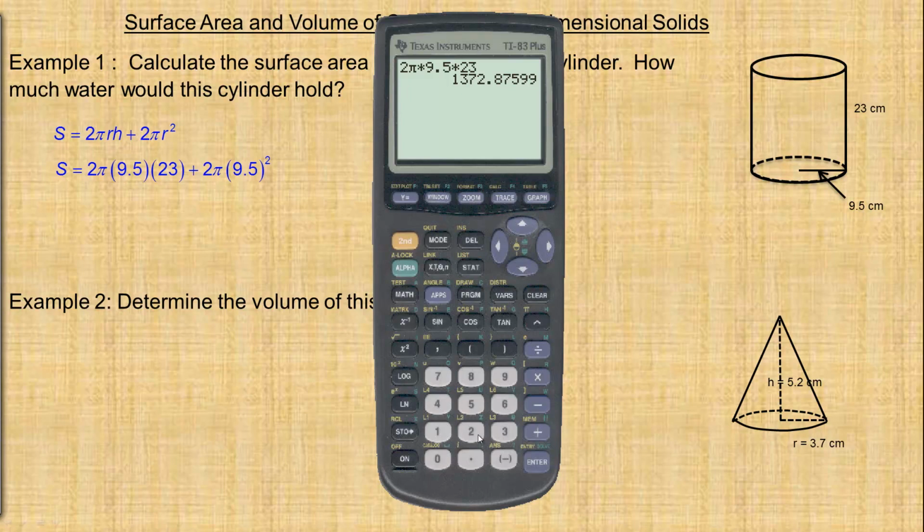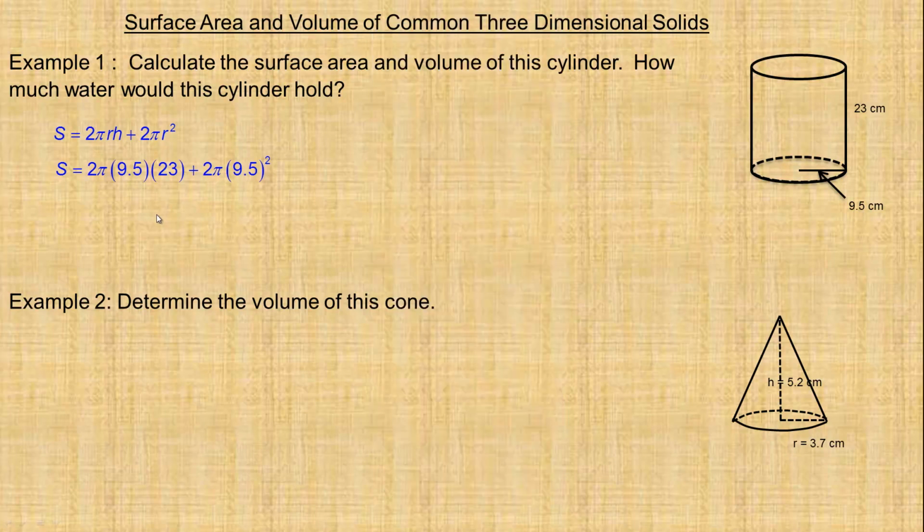And let's do the second part. So 2 pi again times 9.5 squared. So what's on the end here is about 567.1. So that's those two numbers. And of course, if we add those two numbers, we get about 1940.